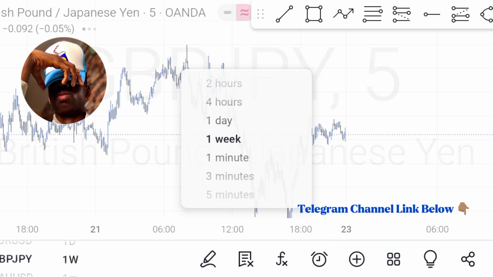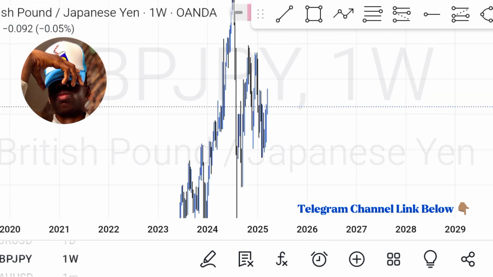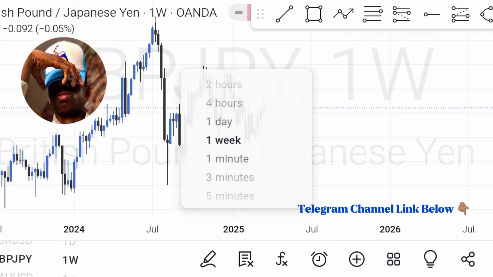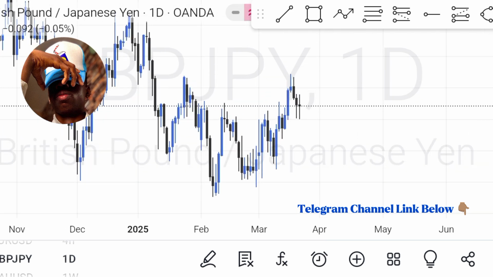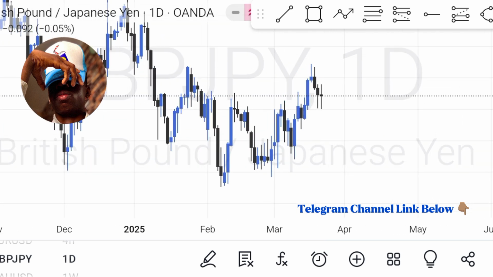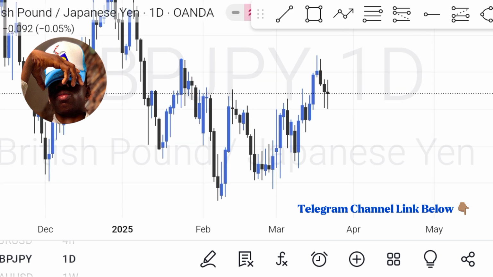Here, I don't really like the weekly, although I already know what the weekly is telling me. So I'm going to the daily. I know what the daily is also telling me. This is not a pair that I'm actually confident about for this week. GBP JPY. Although I trade it, I'm not confident about it this week. But you never know. Forex market, you always show up every day, because you don't know when the next winning trade is going to be. It could be from this pair.